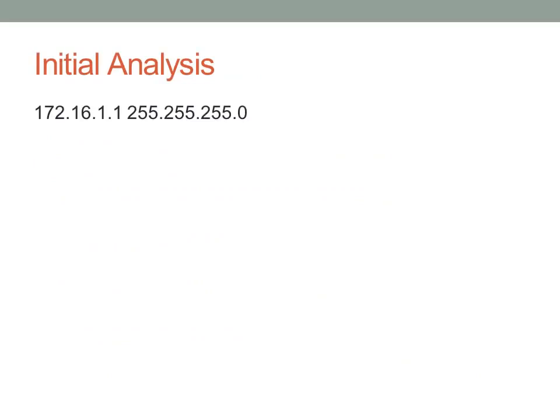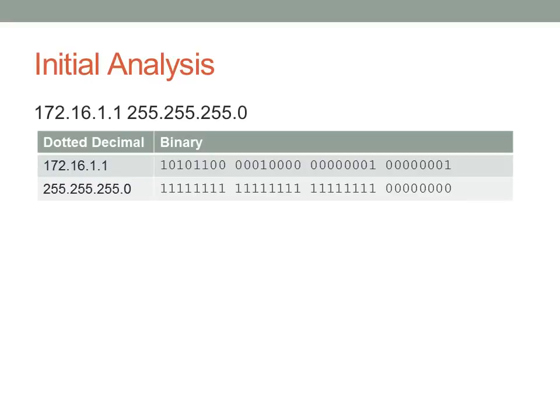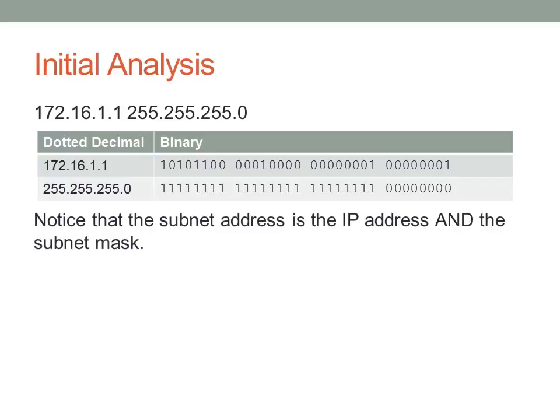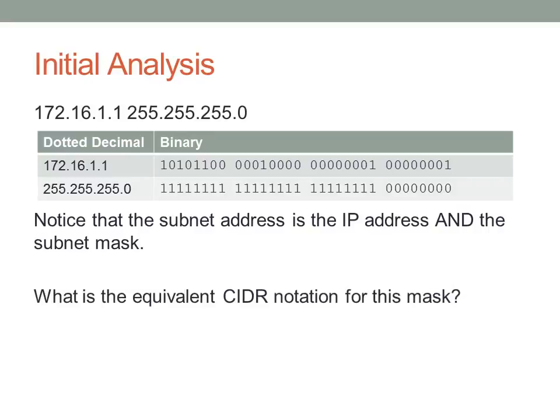And so, just doing some initial analysis, let's go ahead and have a look at this particular example. And so we have the address 172.16.1.1 with a 255.255.255.0 network mask. So looking at this, I've gone ahead and converted this to binary for you. And you can see that speaking in binary terms, the subnet portion of this address will end up being the logical AND, or the binary AND, of the address itself and the subnet mask. And so if I AND the address with the subnet mask, it will give us 172.16.1.0. This would be considered the subnet.